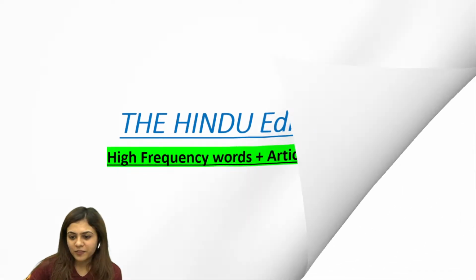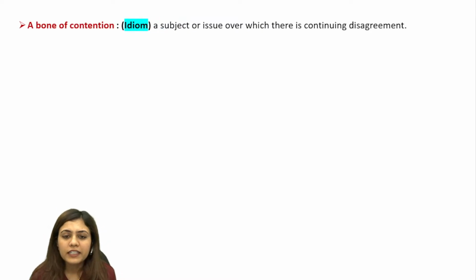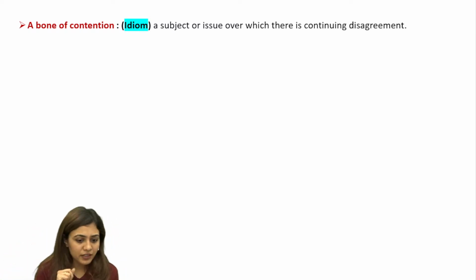The first word is not a word, it's an idiomatic phrase. The first one is a bone of contention. How many of you have already heard this idiom before? A bone of contention, you can relate it to two dogs fighting for a bone. ठीक है? और contention का मतलब यही होता है कि they both are contesting against each other. That means it's a subject or an issue which is a problematic area or a matter of disagreement.